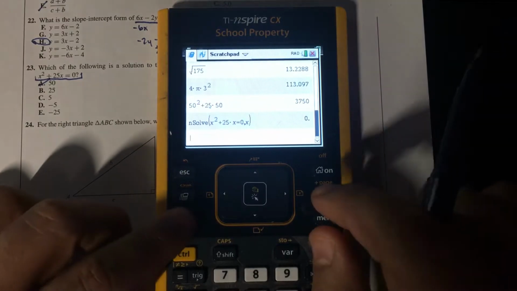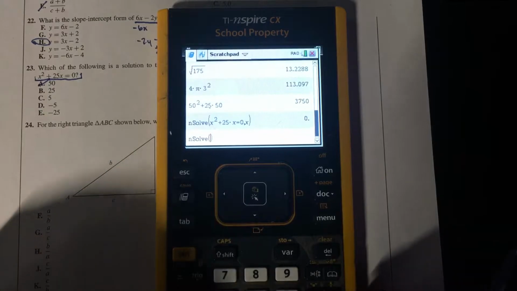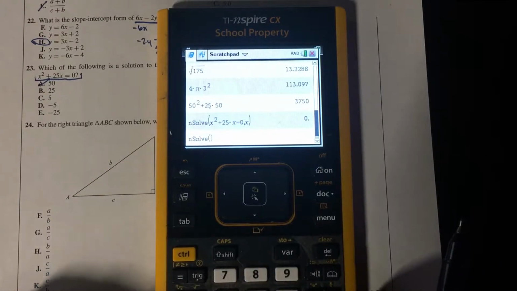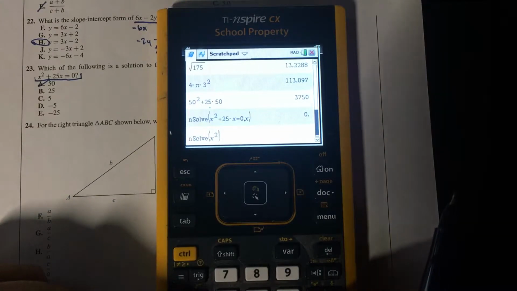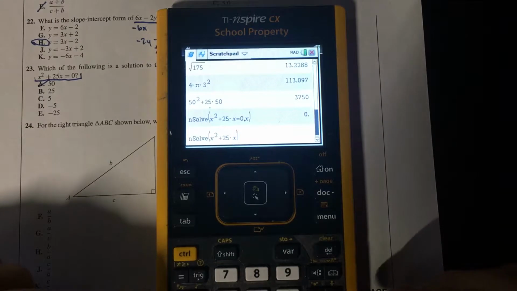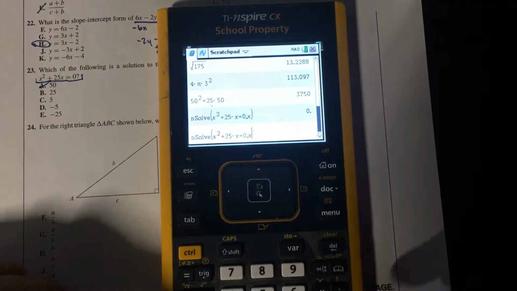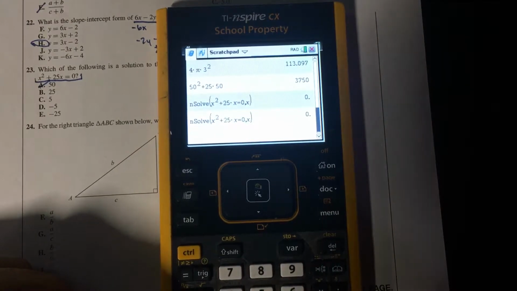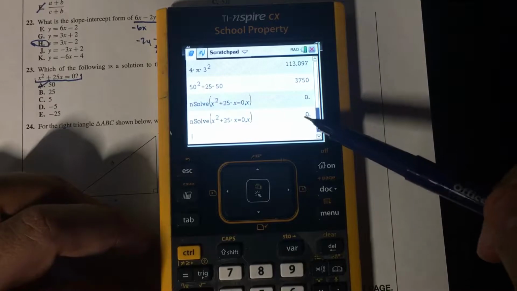Okay, hold on, something went wrong here. Let me do that again. Menu 3 and solve. So x squared plus 25 multiplied by x equals 0, comma x. Okay. Oh, I know what it is. I'm sorry. So you're getting 0.